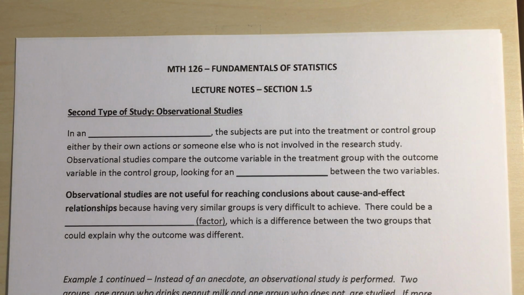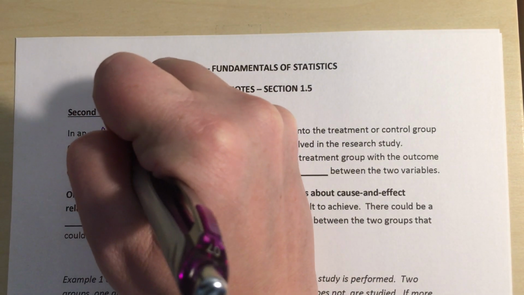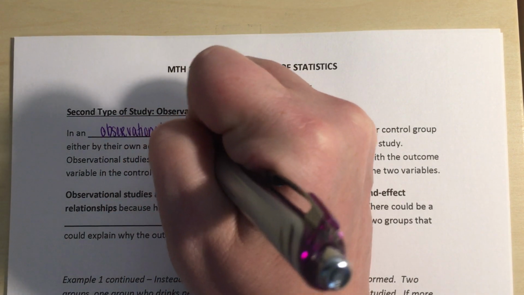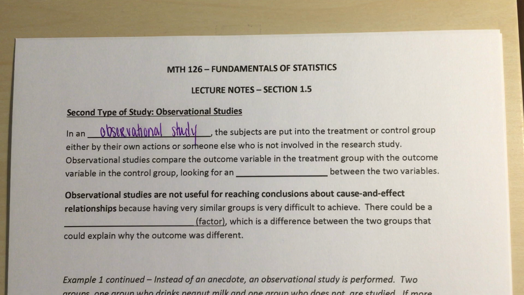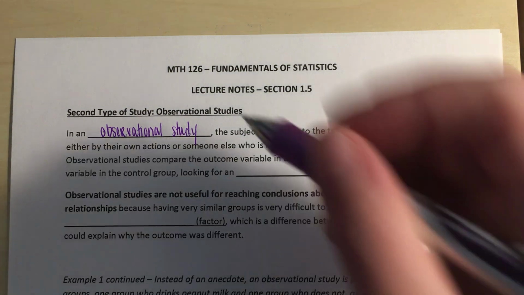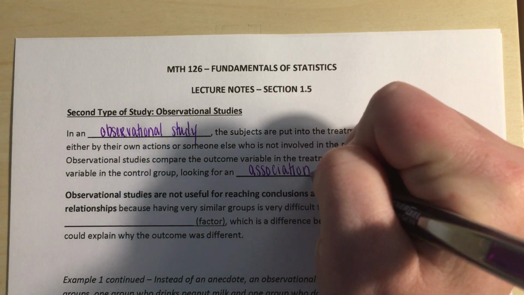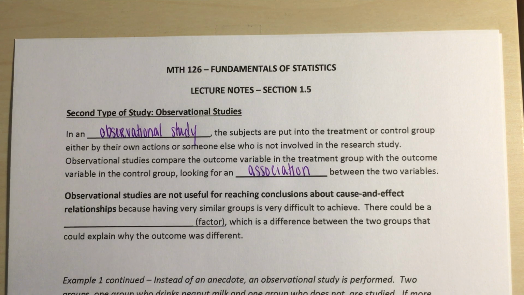Okay, so now we're going to look at our second type of study. Our second type of study is an observational study. In an observational study, the subjects are put into treatment or control groups, either by their own actions or someone else who is not involved in the research study. Observational studies compare the outcome variable in the treatment group with the outcome variable in the control group, looking for an association between the two different variables. Observational studies are not useful for reaching conclusions about cause and effect relationships.